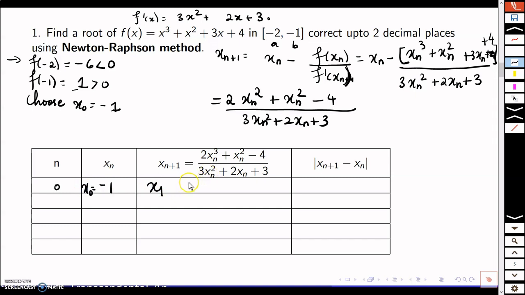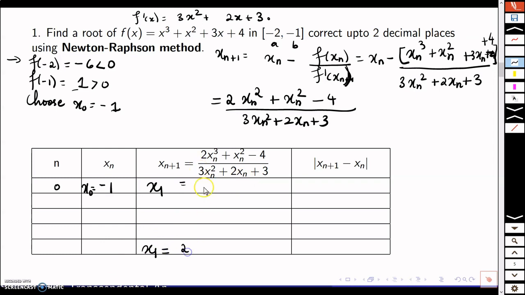To get x1, I will put x0 is equal to -1 here. So this will be 2 into (-1) the whole cube plus (-1) the whole square minus 4 upon 3 times (-1) the whole square plus 2 into -1 plus 3. Okay, so I will just compute one and I will show you all.